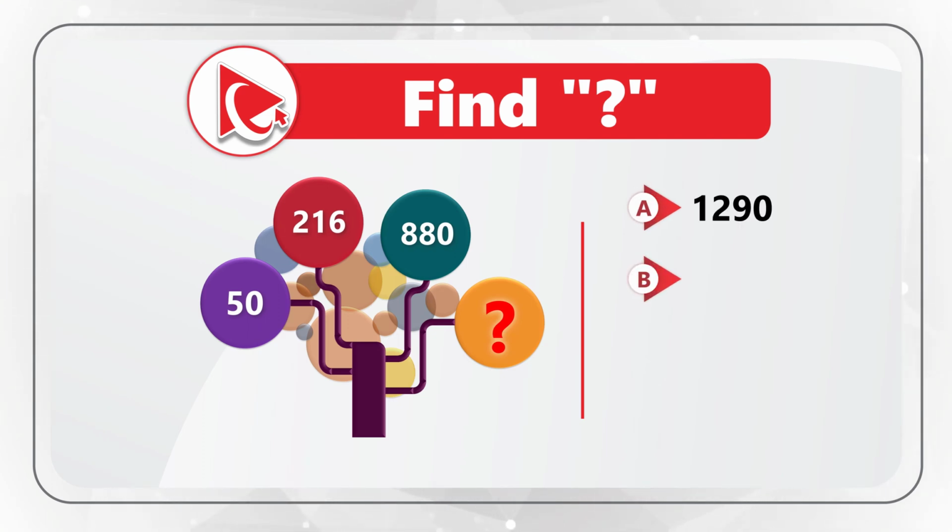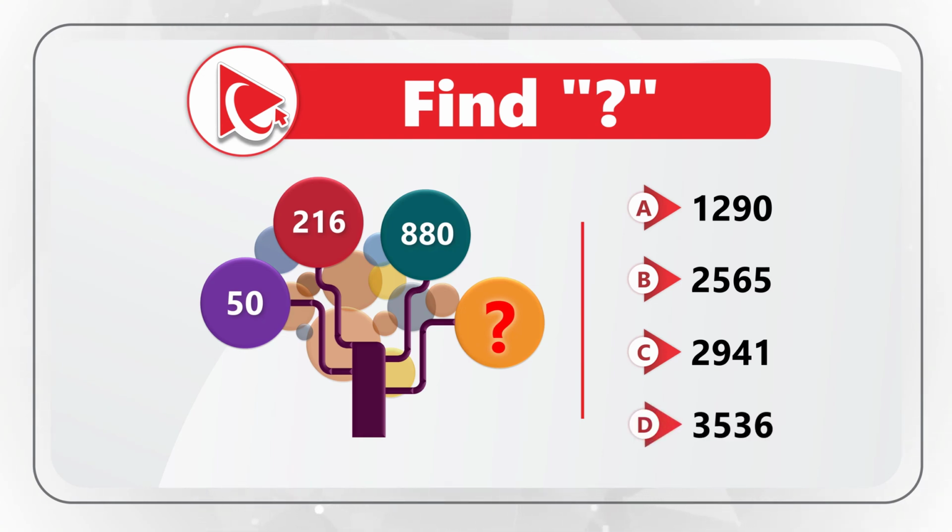1290. Choice B, 2565. Choice C, 2941. And last but not least, choice D, 3536. I'm gonna give you a quick hint. Take a close look to see what exactly do you see on this picture.